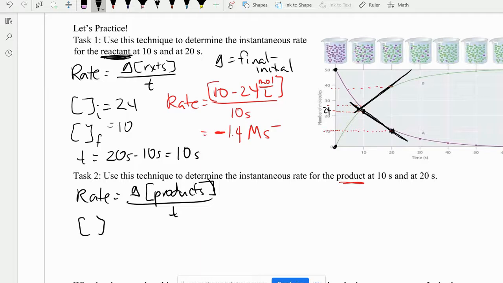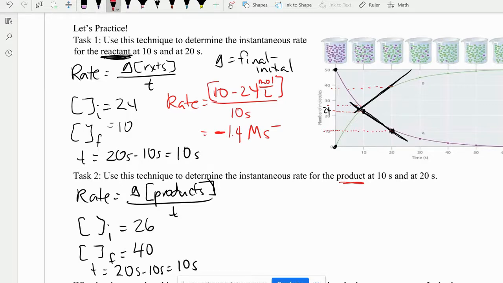And let's go ahead and analyze the data table to find out what that initial concentration was. I'm coming over here, you guys. I'm going to call that 26. And 10 seconds later, I'm going to call the final concentration 40. And then, of course, our time frame, again, was 20 seconds minus 10 seconds. It's a 10-second interval, right?